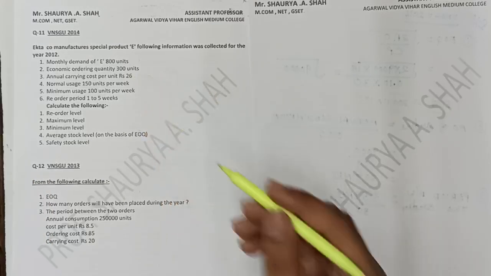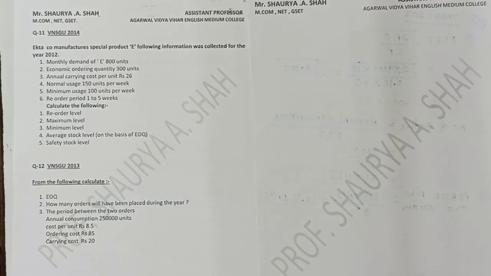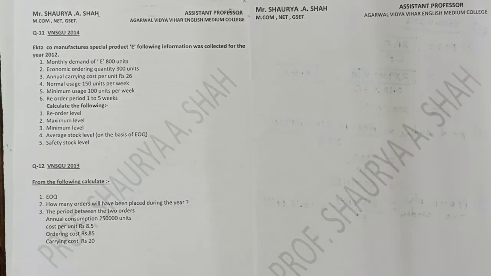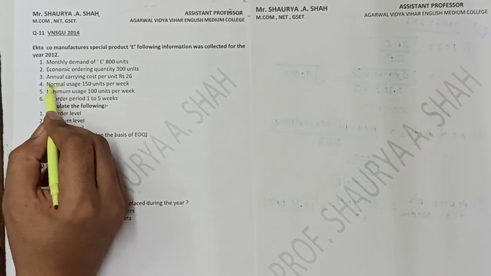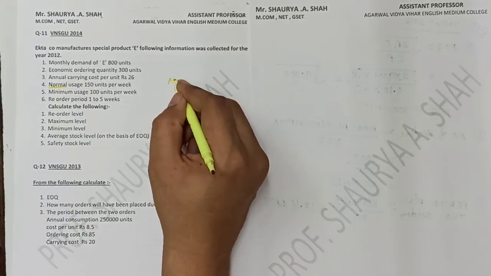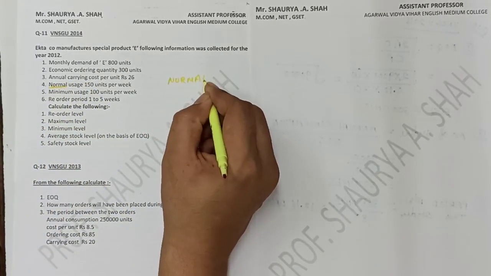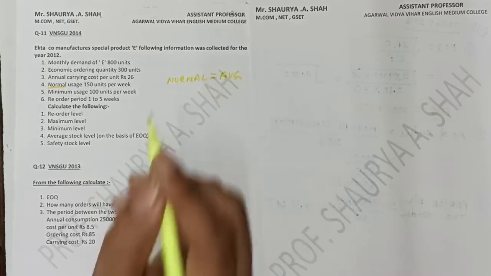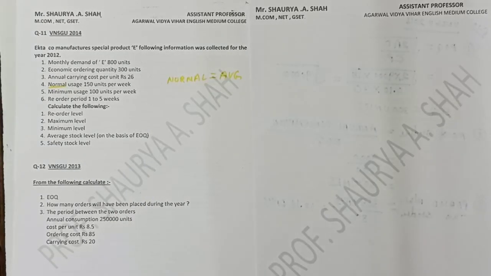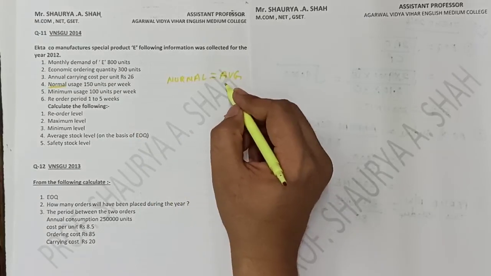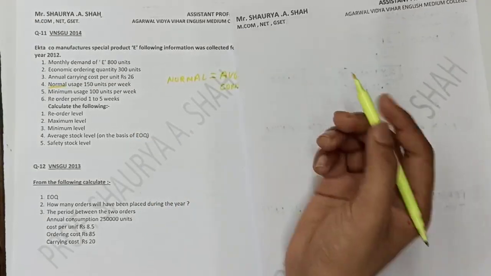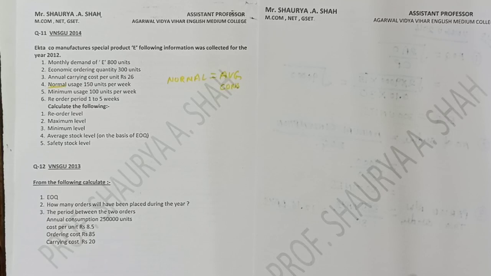Annual carrying cost per unit is 26 rupees, right? So annual carrying cost again is given. Next is your normal usage is 150 units. Now understand the term normal usage, students, right? Many a time students get confused. What do you mean by normal? Normal equals average, right? Keep in mind this thing. Normal usage is equal to average. So what is given? Average consumption is given. Now again, if they say normal time, then it will be average time, right? Minimum usage is given, maximum is missing, so we'll find out.